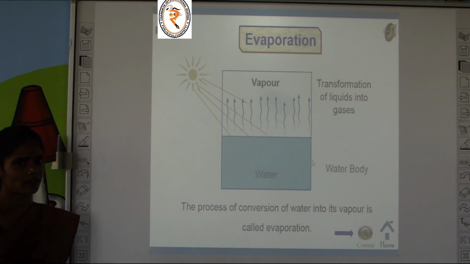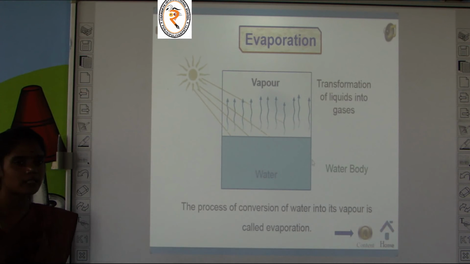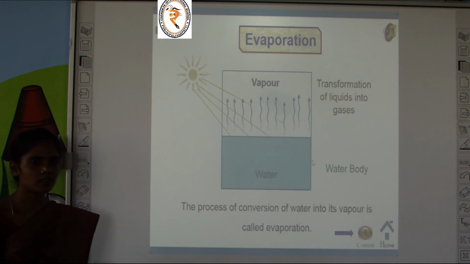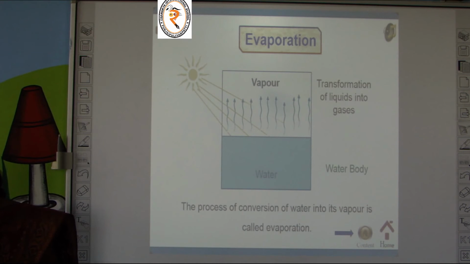It is called evaporation. Okay. The best example of evaporation in our day-to-day life is drying clothes. The wet clothes are dried with the help of evaporation. When the wet clothes are put in the sunlight, the water is converted into gaseous form. So we can get dry clothes. So this is an example of evaporation. The next one.